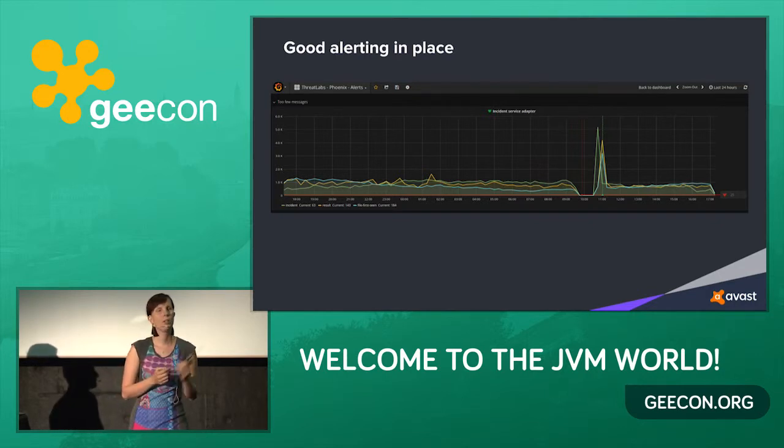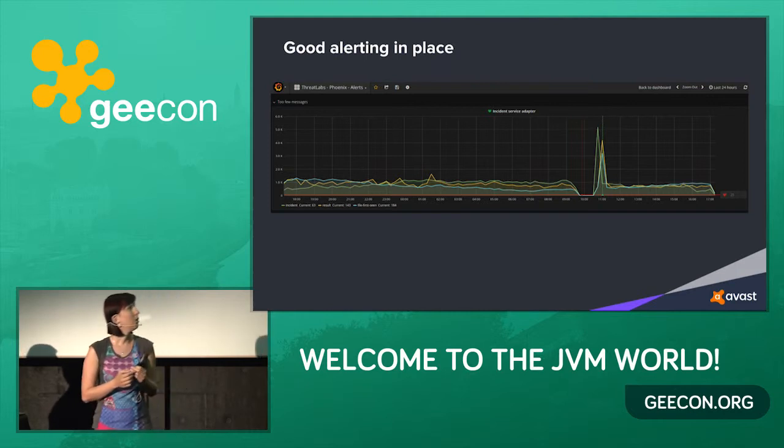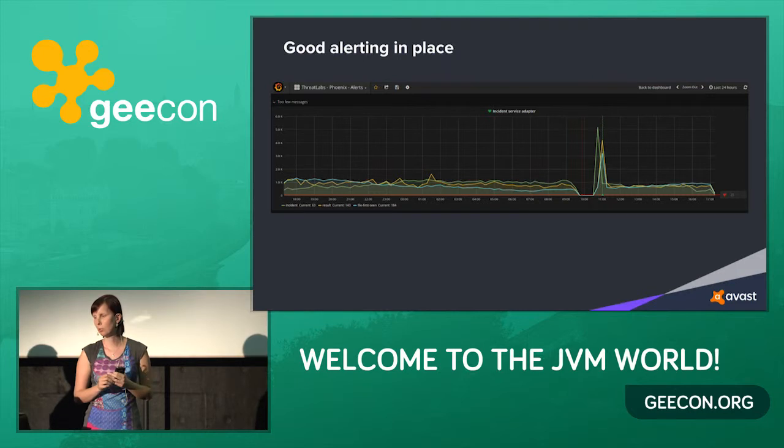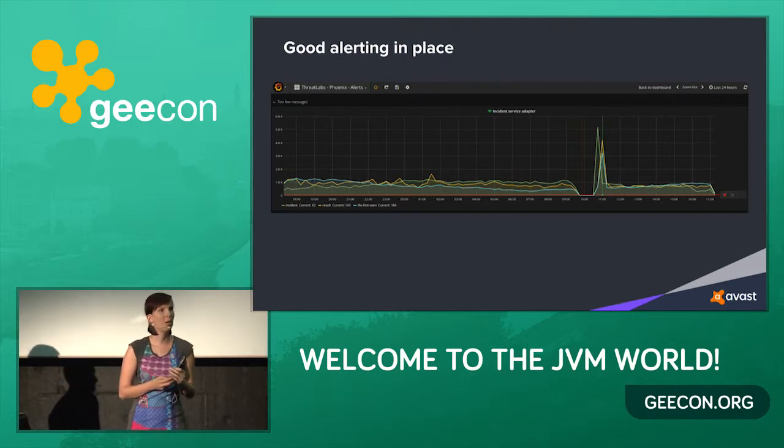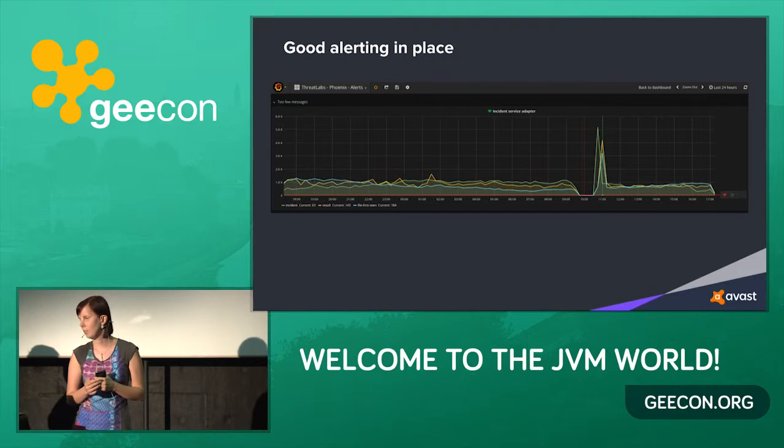For example, as you can see on the screen, it's an example of one metric of one of our services. It shows the number of messages consumed by that service. And it's obvious that around 10 a.m. there was some outage and the service stopped receiving the messages. And there was an alert triggered, which is obvious from the red dotted line. And the thing was fixed several minutes later.